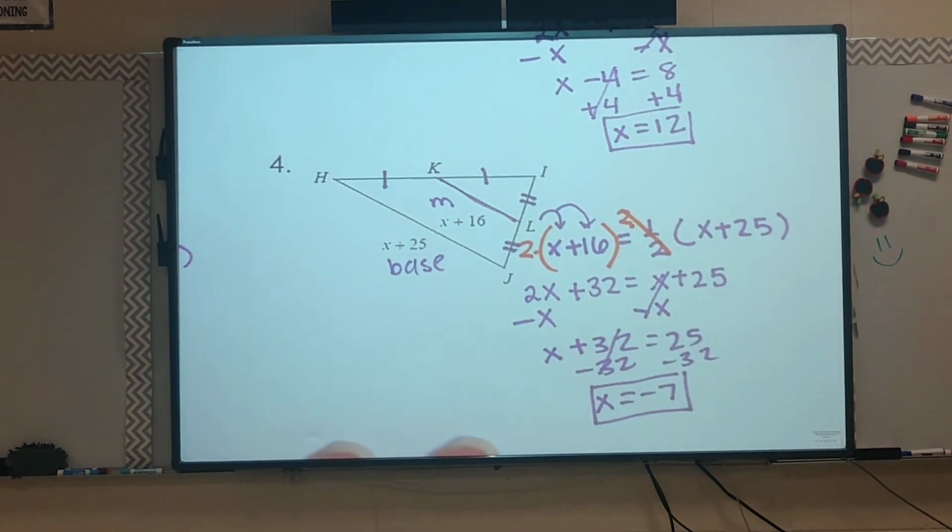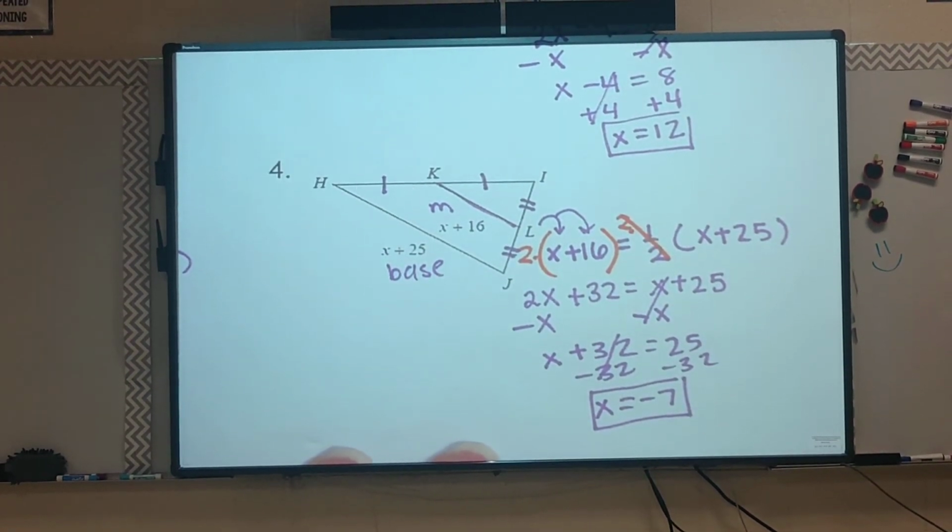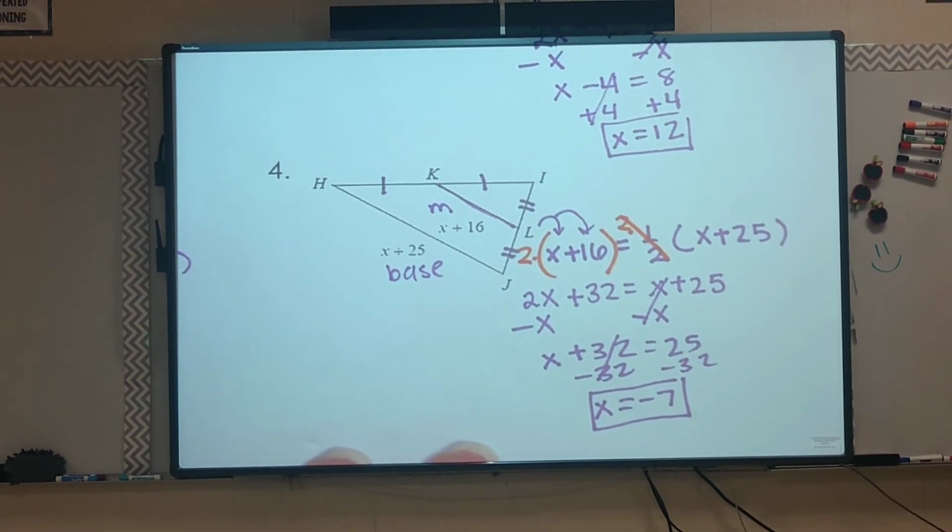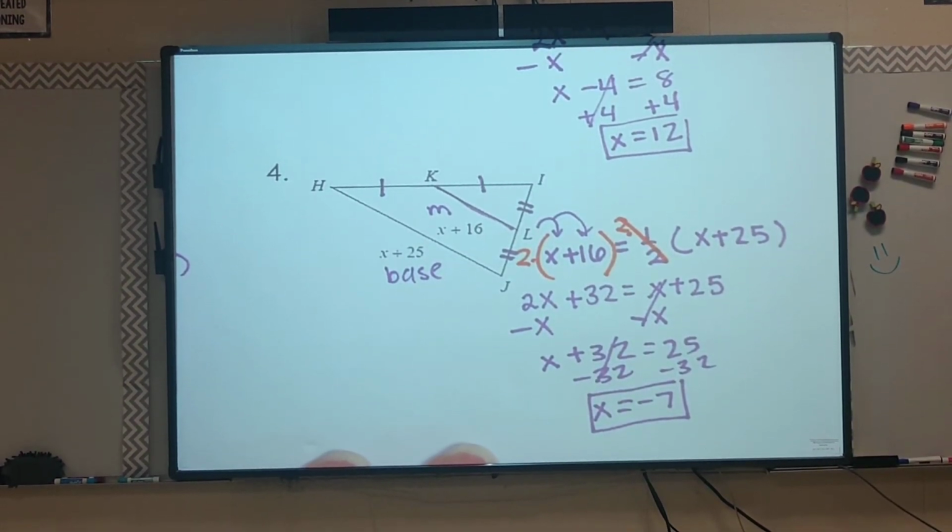So x equals negative 7 on that one. If you need more time to copy this down, please pause the video now. Otherwise, I'm going to move to the back page.